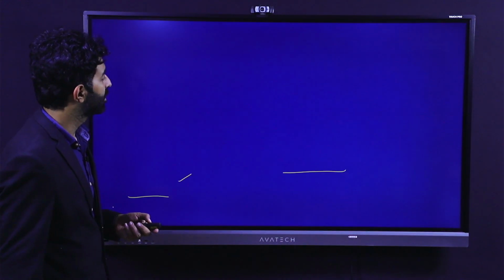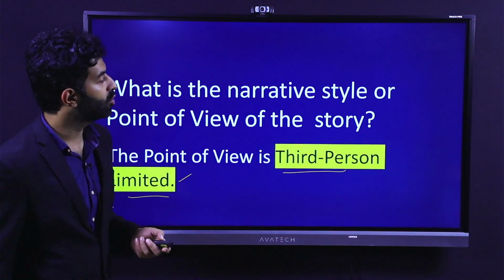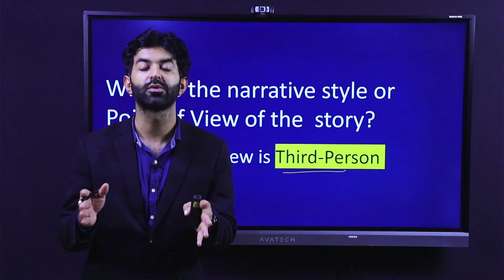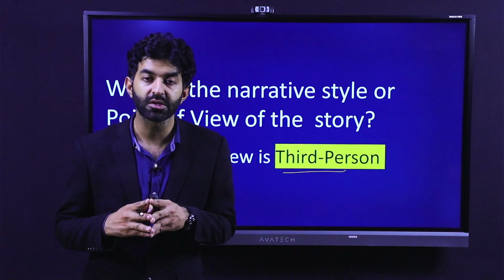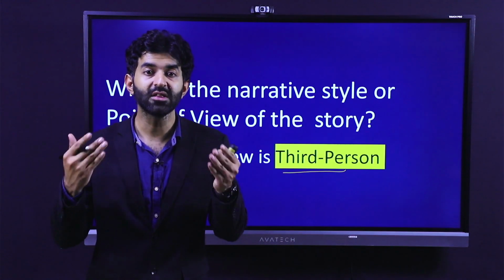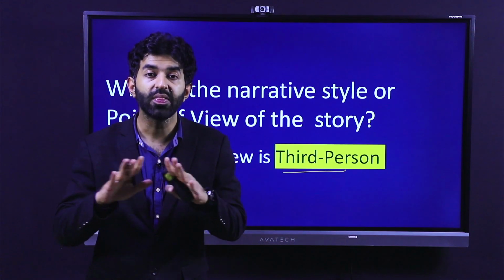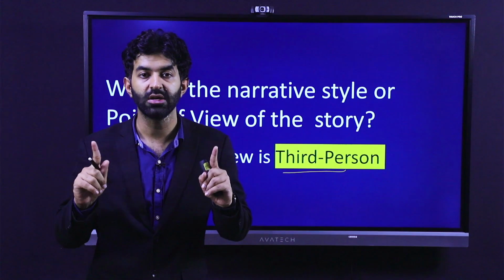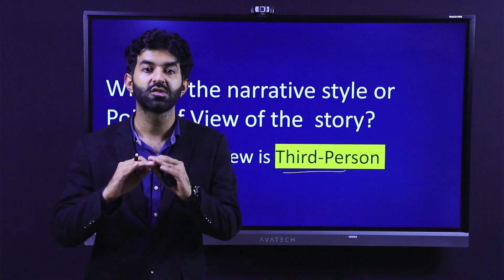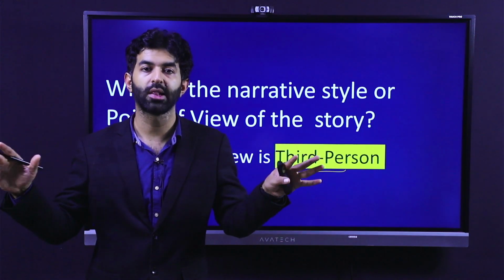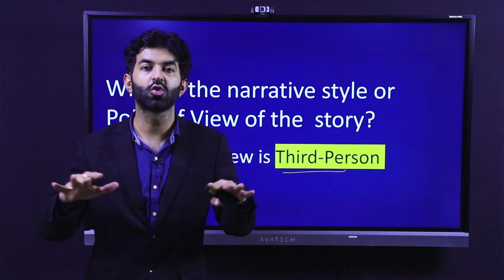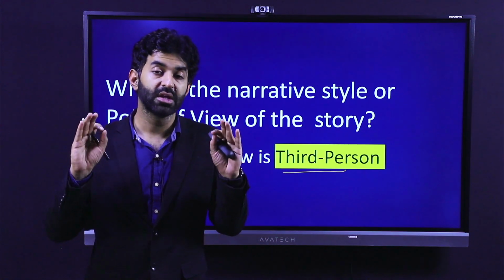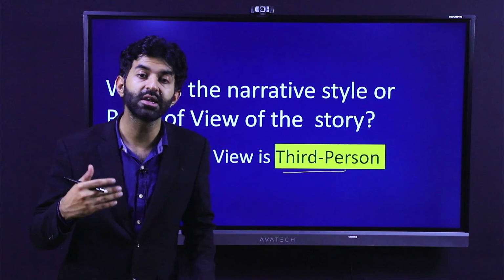Students, let me give you a clear difference between third person limited and third person omniscient. In third person, the narrator who is telling the story is not in the story. He is just narrating it. And when he or she, the narrator, has just the surface level knowledge about all the characters, but on the surface level, this is called third person limited.